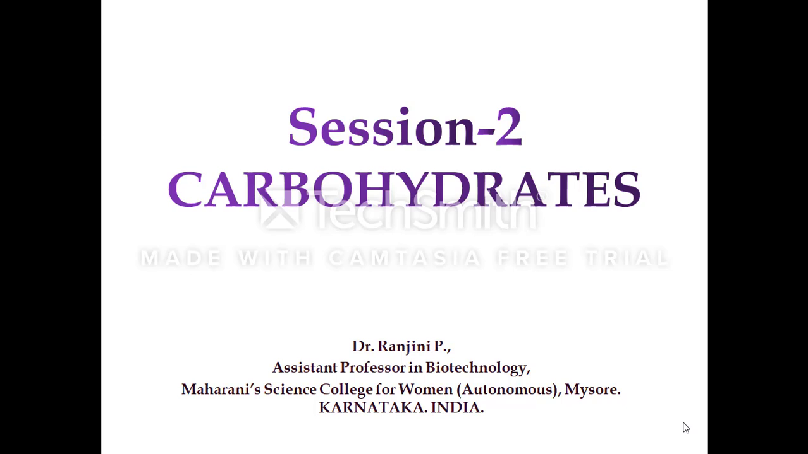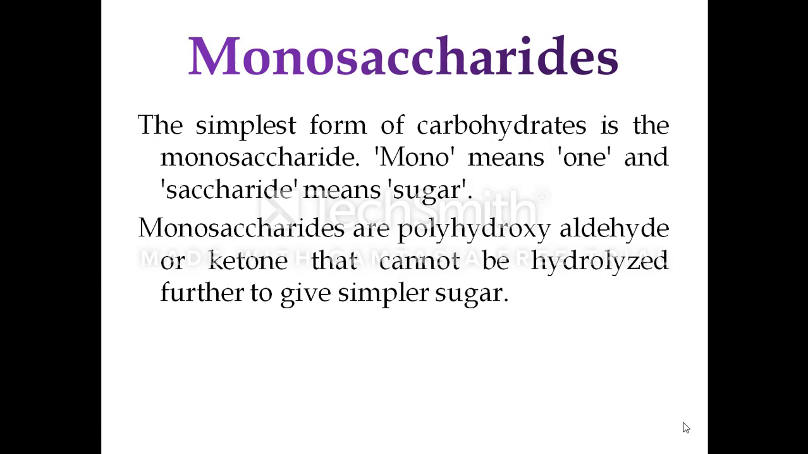Last class we had an introduction about carbohydrates. Today we learn about the classification of carbohydrates in detail. Carbohydrates are classified into monosaccharides, oligosaccharides and polysaccharides. Now we'll see monosaccharides. The monosaccharides are the simplest form of carbohydrates. In the name monosaccharide, the term mono means one and saccharide means sugar.